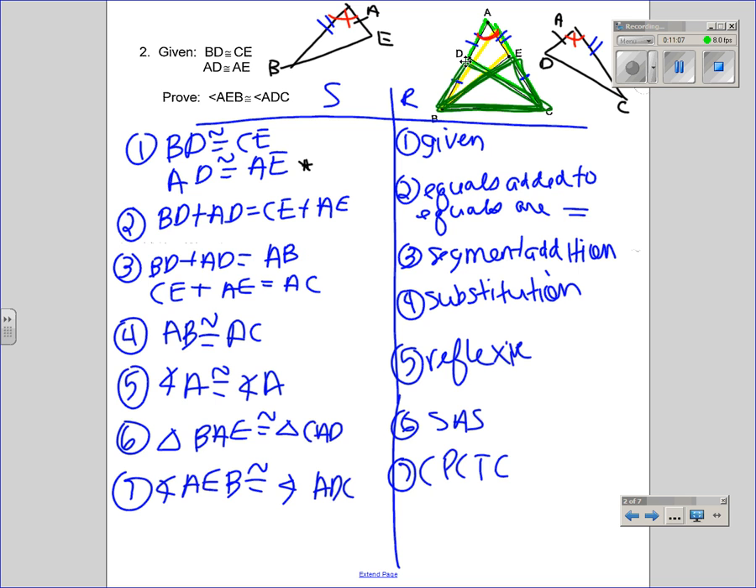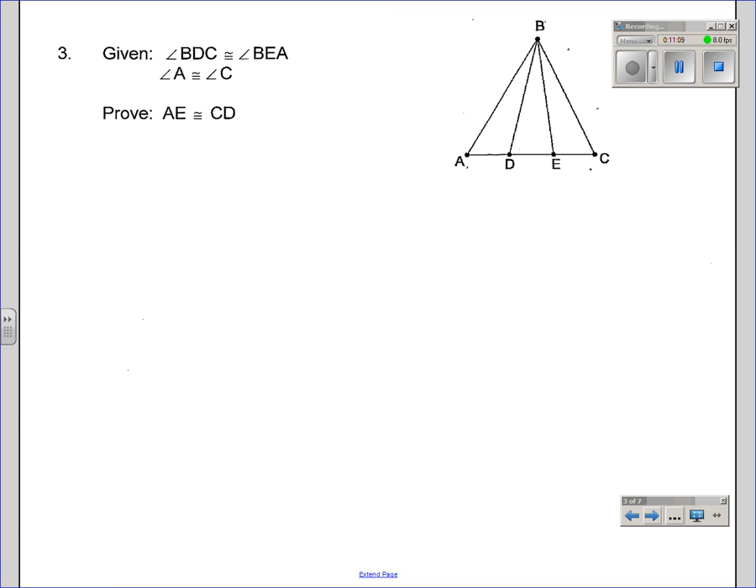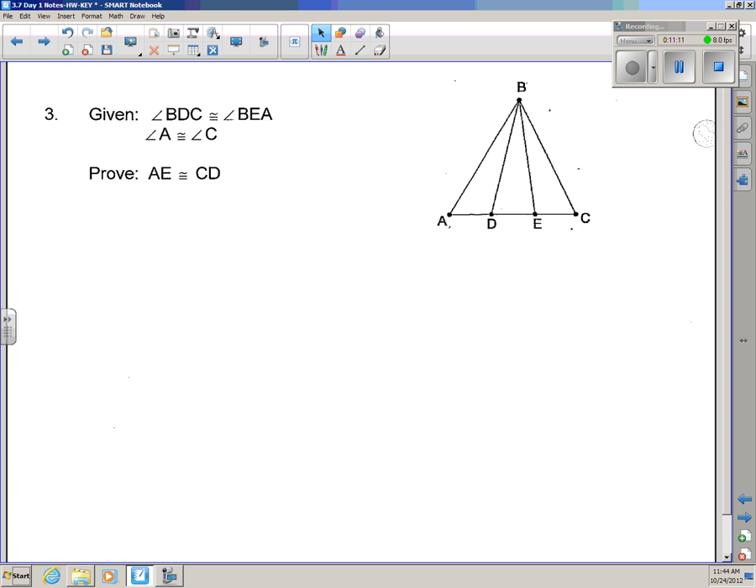Last but not least, we got this guy. Alrighty, so let's see what's going on here. They want you to get into AE and CD. So they want you to get into AE, and then they want you to get to CD, which I bet they want you to go for this overlapping triangle with this one. Okay, and let's see how that works.